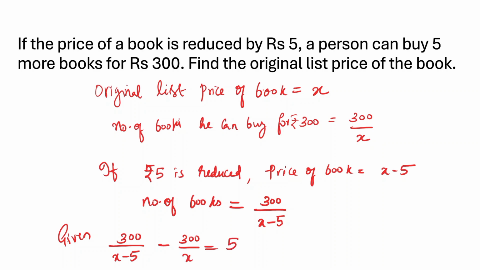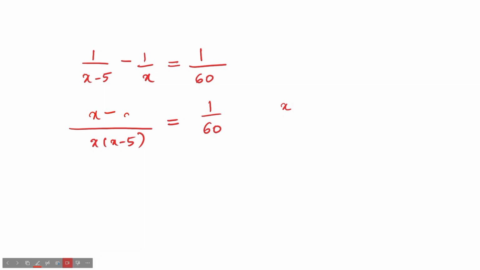So we can solve this equation. We will get a quadratic equation, right? So we can take 300 as common. So 1 by x minus 5 minus 1 by x, 5 divided by 300, that is 1 by 60. Okay, so x minus 5 divided by x times x minus 5 equals 1 by 60. So x cancel, minus 5 minus 5, that is 5. Okay, 5 divided by x square minus 5x equals 1 by 60.